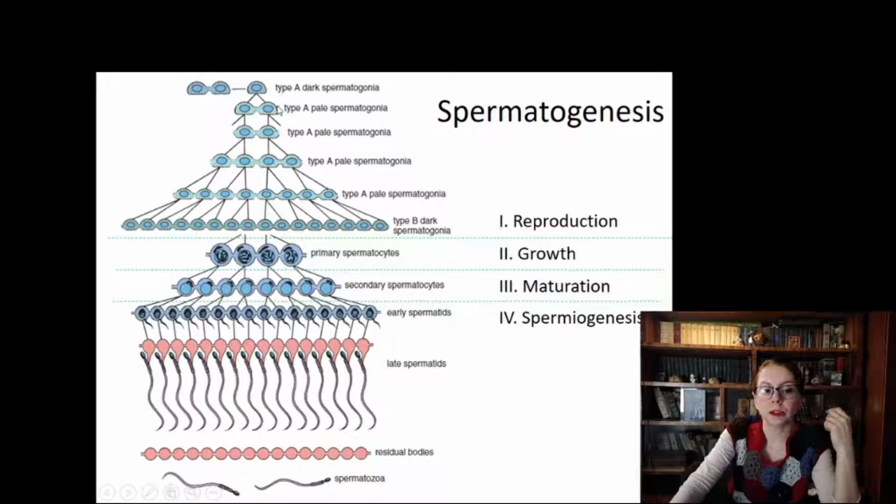During the first phase, which we call reproduction, spermatogonia, the precursors of spermatozoa, divide mitotically, increasing in number just by mitosis. After that, they undergo the process of growth, and you can see here that the cells are the largest. We call them primary spermatocytes, and they grow and become enlarged, and that's how they differ from spermatogonia.